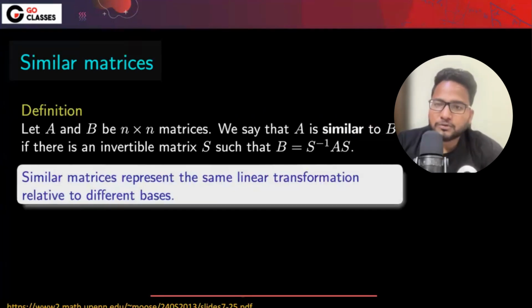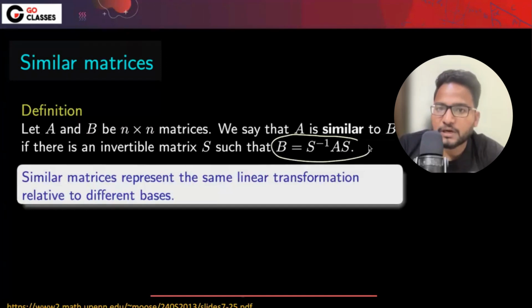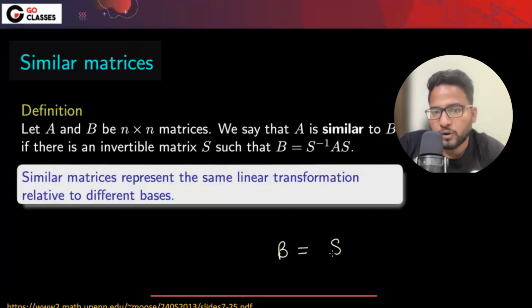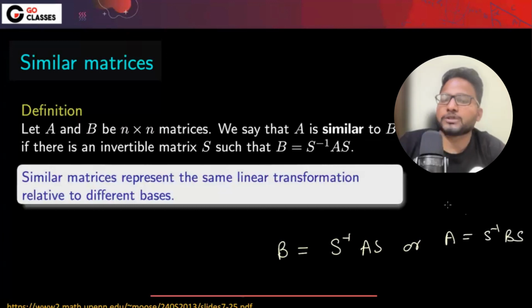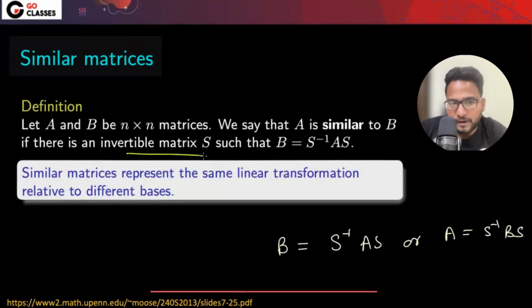Suppose we have two matrices A and B. A and B are said to be similar if they satisfy this kind of relationship: B equals S inverse AS, or vice versa, A equals S inverse BS. Which means that if there exists a matrix S such that A and B share such a relationship, then we say these two matrices are similar matrices. Similar matrices represent the same linear transformation but in different bases.